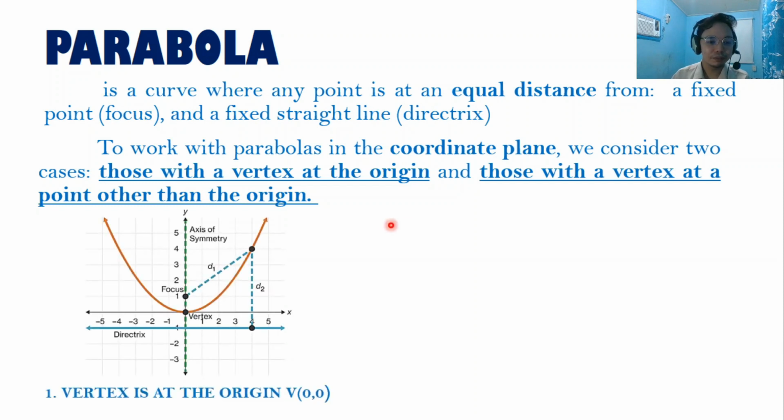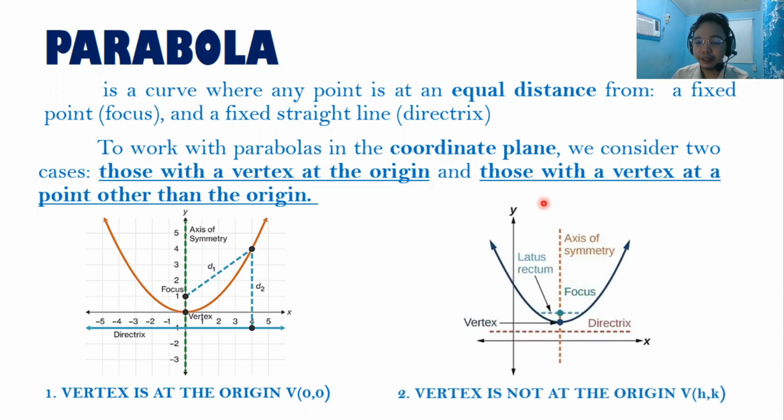The first one, look at this figure. The vertex is found at the origin. The second one, in this figure, the vertex is not found at the origin. So in this slide, we're going to discuss the different parts of the parabola. We have the vertex, we have the focus, and we have the directrix.